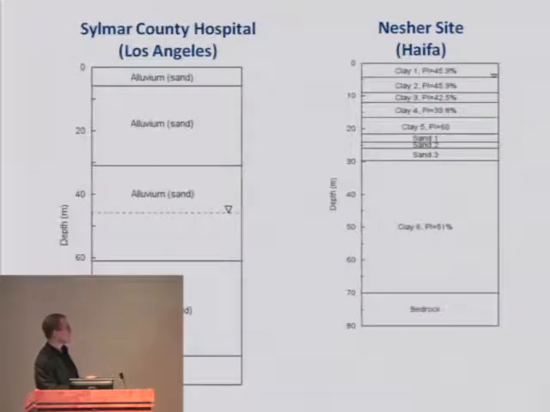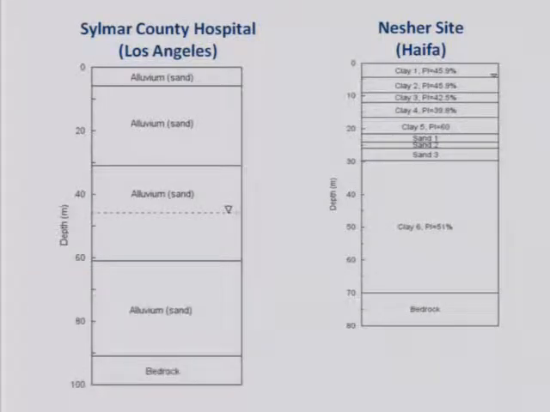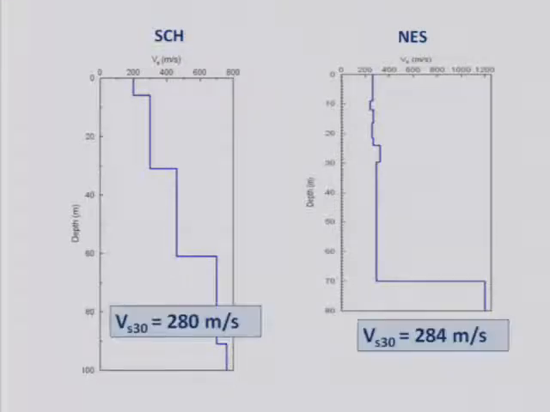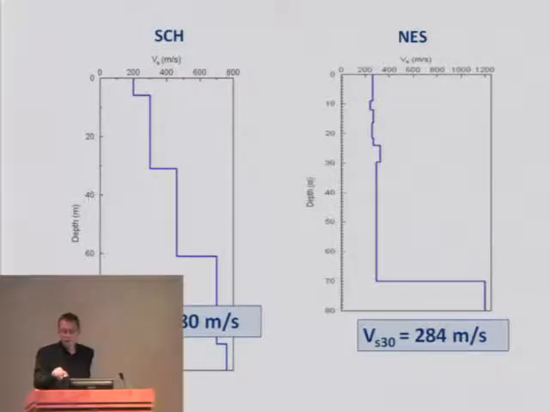Take here 2 sites. I'm showing them both down to 80 meters, the geological profile, the stratigraphy, very different. One from LA, one from Haifa in Israel. If we look at their shear wave velocity profiles, they're quite different, but when you calculate the VS30 values, they're almost identical. They definitely fall into the same NEHRP class, and if we put these values into any predictive equation, they tell us there's no discernible difference in the site response between the 2 sites.